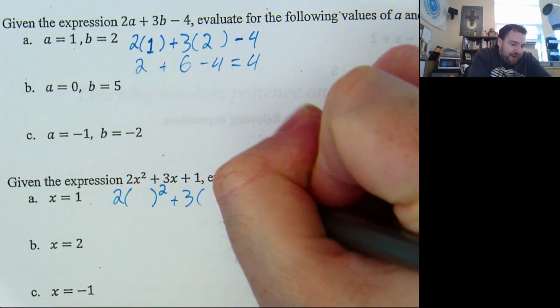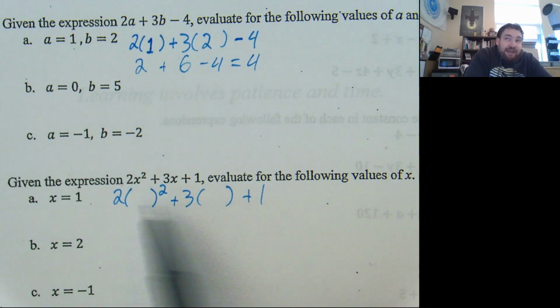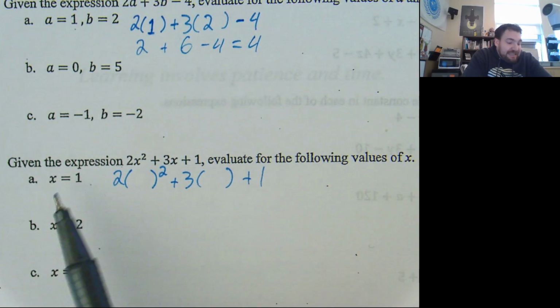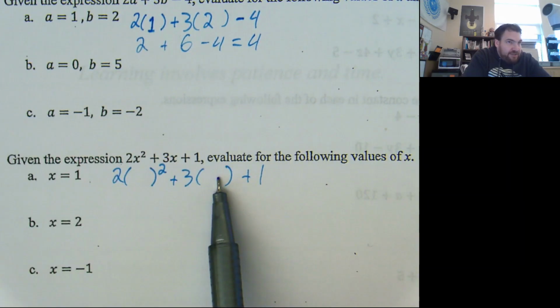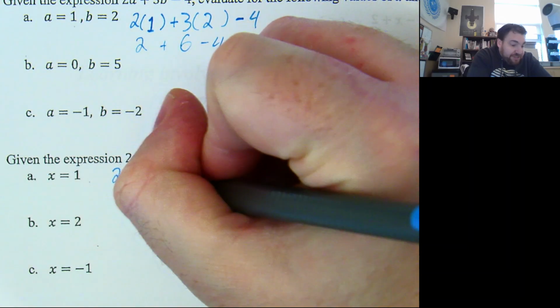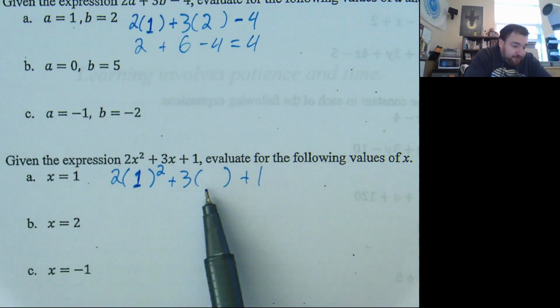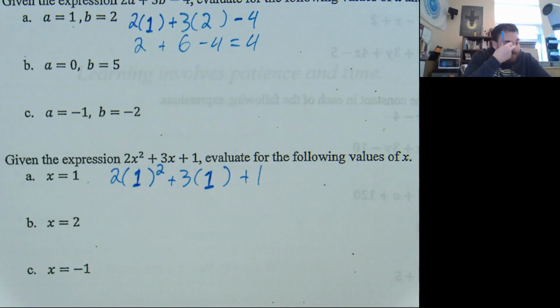Plus 3, set of brackets, plus 1. Wherever there was an x, I replaced it with a set of brackets. And now for each part of this, I'm going to take the value that x equals and put it into that equation. So in this case, when x equals 1, I'm just going to put a 1 there, and I'm going to put a 1 over here. And now I'm just going to use BEDMAS to solve this.